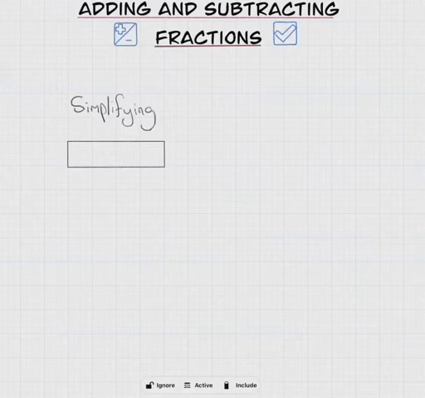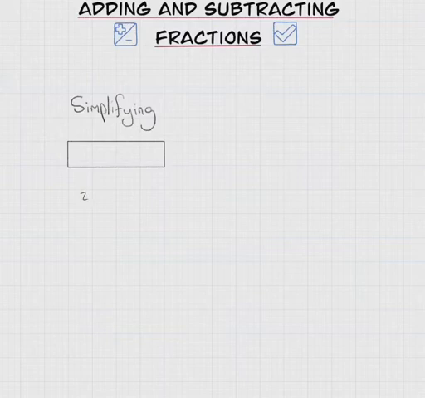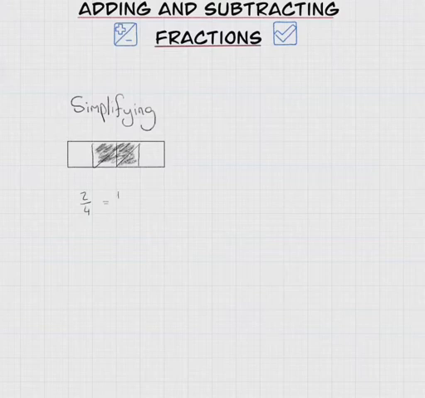An example here would be if I had 2/4 and I showed that on my diagram, and I colored 2 of these quarters in, 1, 2. 2/4 is half of my total amount. 2/4 is equal to 1/2. 1/2 is an equivalent fraction of 2/4, but it is the smallest possible fraction.